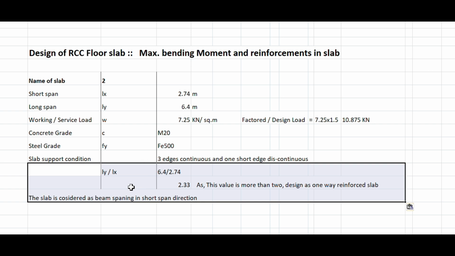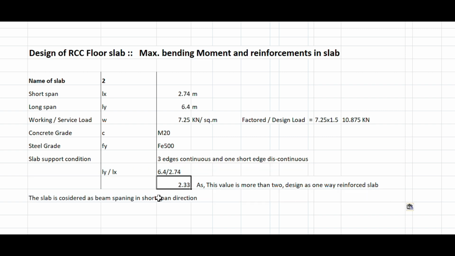Now we are going to calculate Ly by Lx. It is 6.4, the long span, divided by the short span, which gives 3.33. Since this value is more than 2, this has to be designed as a one-way reinforced slab.